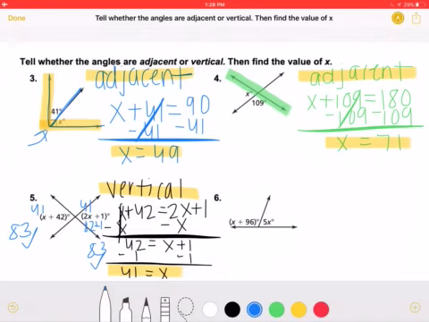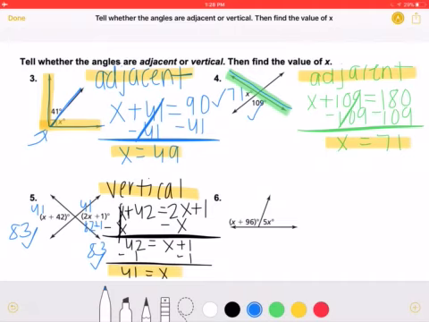You could have done the same thing up here. You could have checked yourself. You could have plugged 71 in for X. You know that together they have to equal 180. So do 109 plus 71. Do you get 180? Yes. So guys, there's a way of checking yourself as well while you're doing this. So do that if you need to.